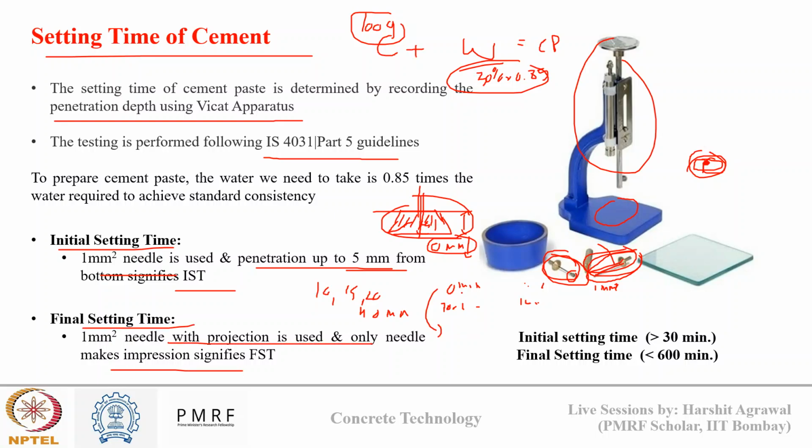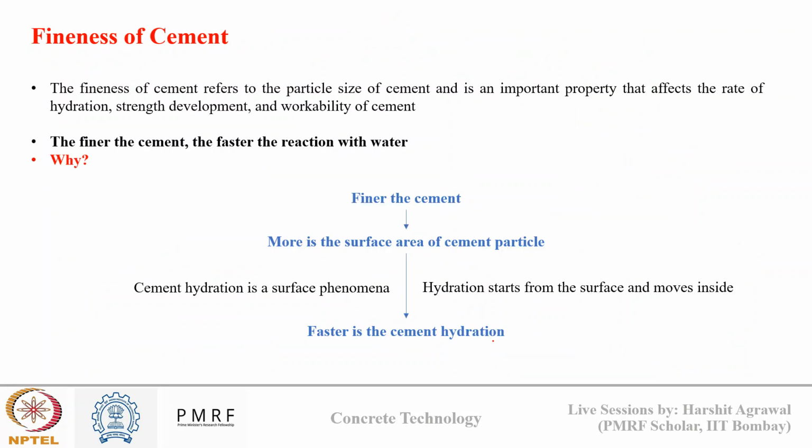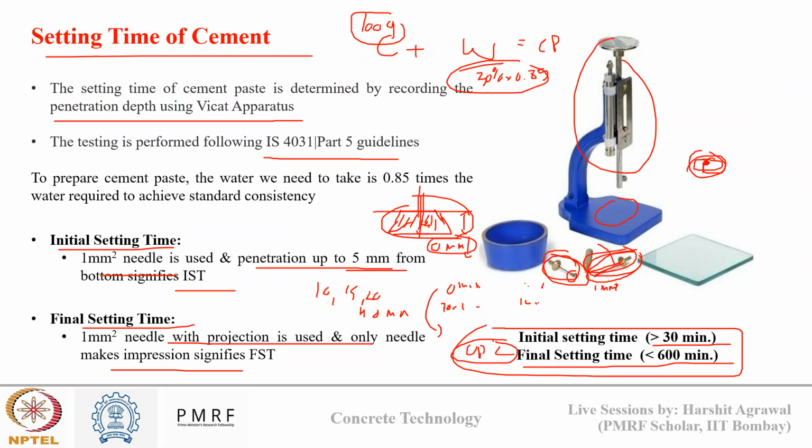The code says that for OPC, the initial setting time should be greater than 30 minutes and the final setting time should be less than 600 minutes. If this criteria is not fulfilled by OPC, then it means that the OPC bag that you are using is not following the standard quality. So this is about how we measure the setting time.